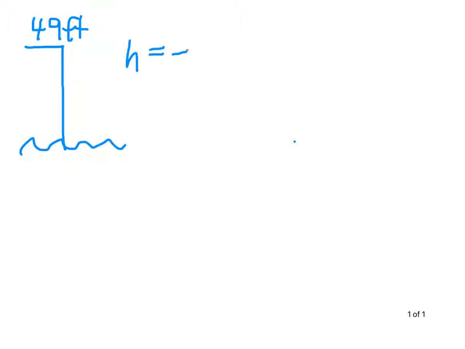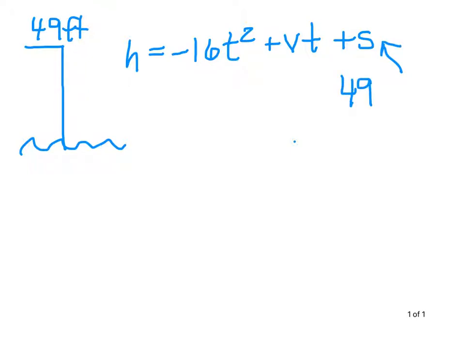Your question says a ship drops anchor in a harbor. The anchor is 49 feet above the surface of the water when it is released. So you can think you're at 49 feet here when it is released. The vertical motion formula, h is equal to negative 16t squared plus vt plus s, where s is your initial height, so that's our 49. v is your initial velocity in feet per second. That's actually going to be 0.